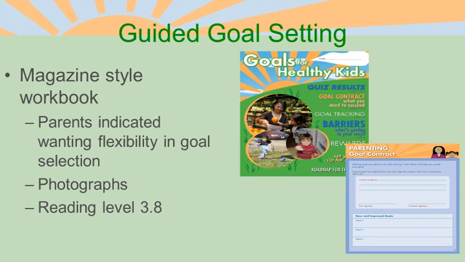We developed materials like handouts and workbooks that of course use those pictures that looked like the audience, and made sure that the reading level was appropriate. The goal setting activities were also informed by parents. They wanted us to make it flexible, meaning they could choose from the pre-formatted goals that we gave them, or they could write their own. We also allowed them to work on the same goal through the 5-week intervention, or pick a new one every week if they wanted to. So there was more flexibility, and those concepts were driven by interviews with the families.